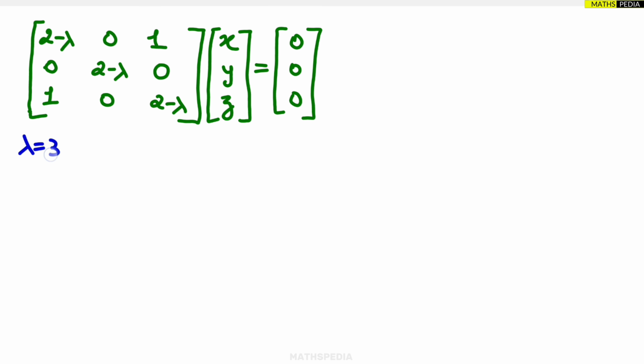Lambda is equal to 3. What happens? 2 minus lambda, minus 1, 0, 1, 0, minus 1, 0, 1, 0, minus 1.